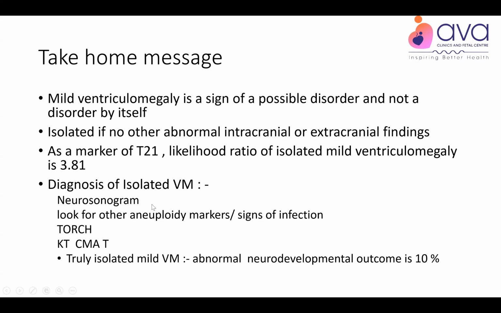If we have a case of isolated ventriculomegaly, we have to do a neurosonogram, look for other aneuploidy markers, signs of infection. We have to rule out infection by TORCH and offer invasive testing. If there is truly isolated mild ventriculomegaly, then abnormal neurodevelopmental outcome is 10%.